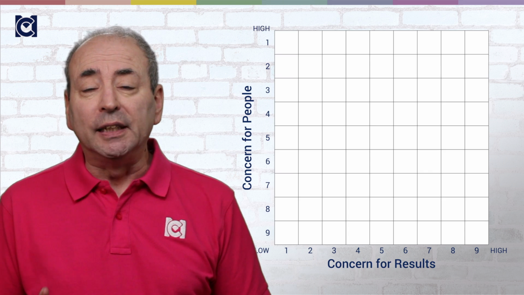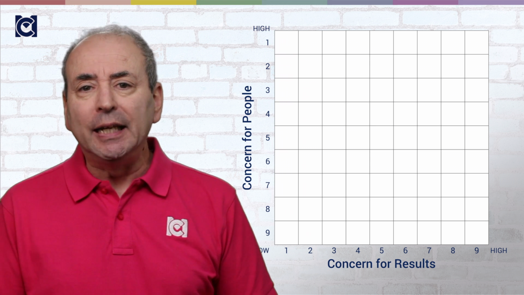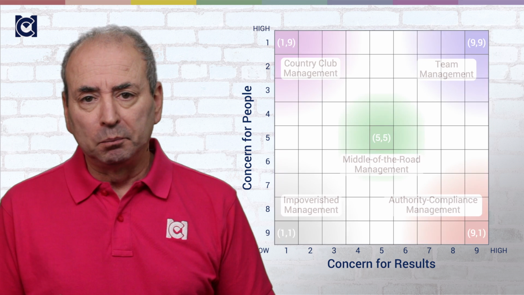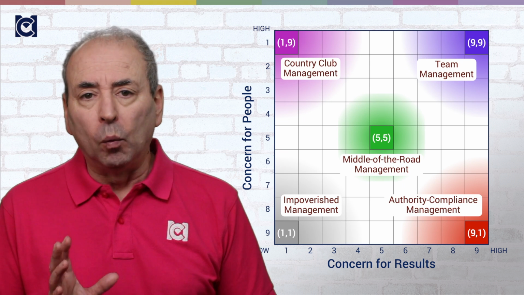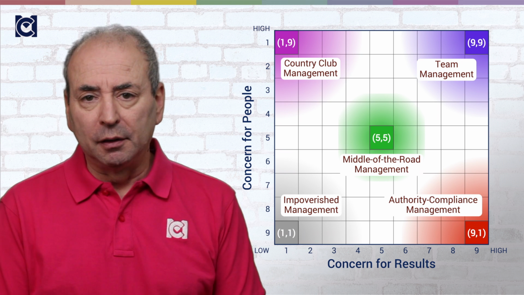They scored each of these on a scale from 1 to 9 and then gave a label to the 4 extremes 1-1, 1-9, 9-1 and 9-9, and also to the middle point 5-5.